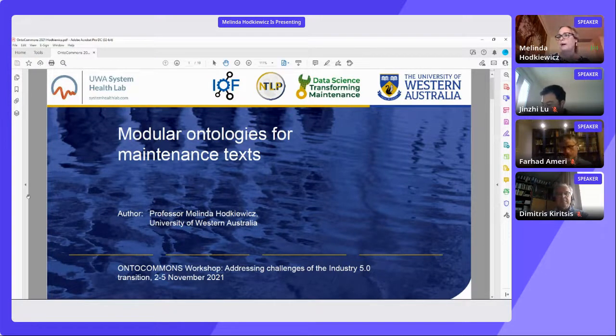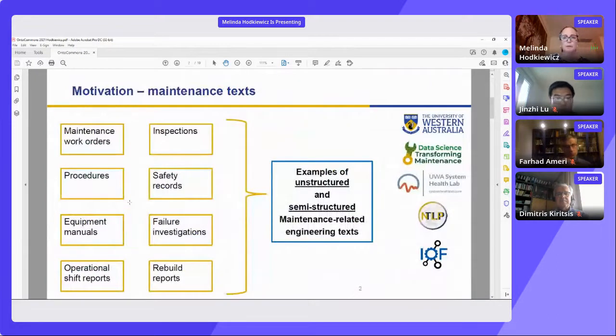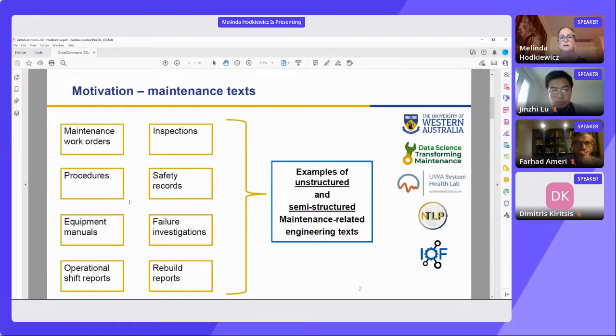I'm going to start by really trying to frame the problem as I see it, as somebody who works very closely with manufacturing and resource and infrastructure companies that own a lot of assets, and they have a lot of maintenance-related and repair-related data. Just for some examples of the sorts of data that we are applying ontologies to and seek to apply ontologies to: maintenance work orders, inspection results, procedures, safety records, equipment manuals, failure investigations, operational shift reports, and equipment rebuild reports.